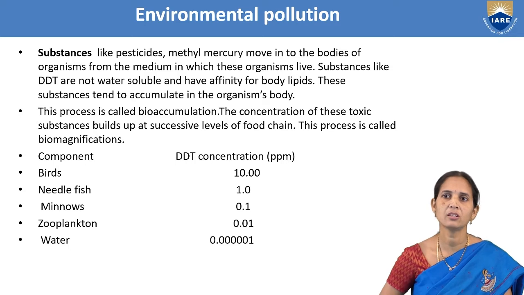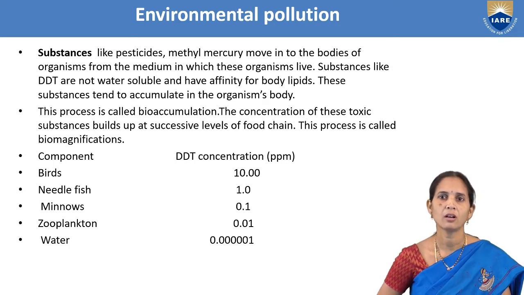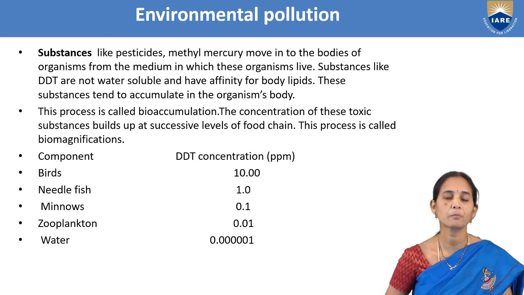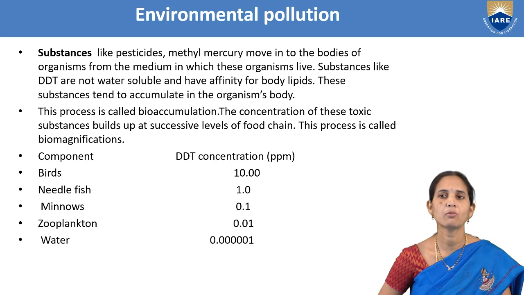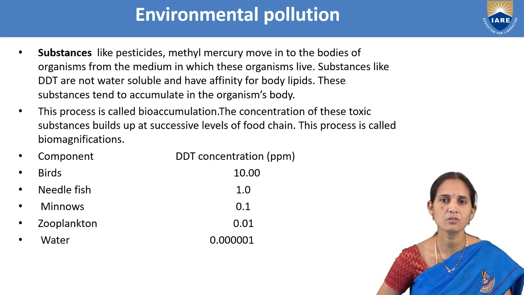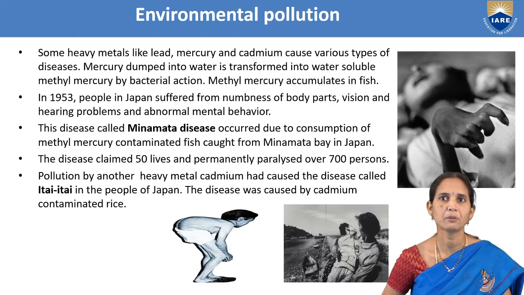So we can see the DDT concentration here. In birds it is 10, needlefish 1.0, minnows 0.1, zooplankton 0.01, and in water it is 0.000001. So we are taking it in ppm.